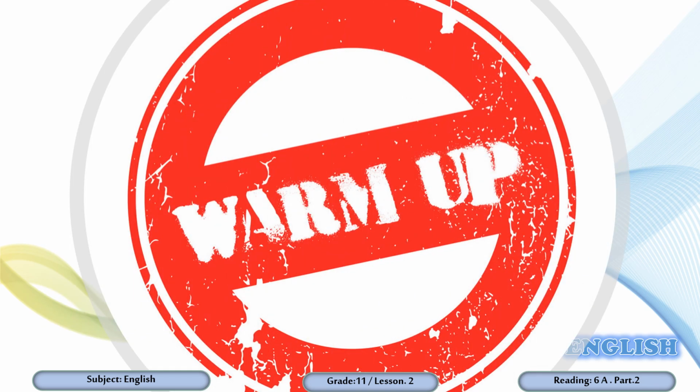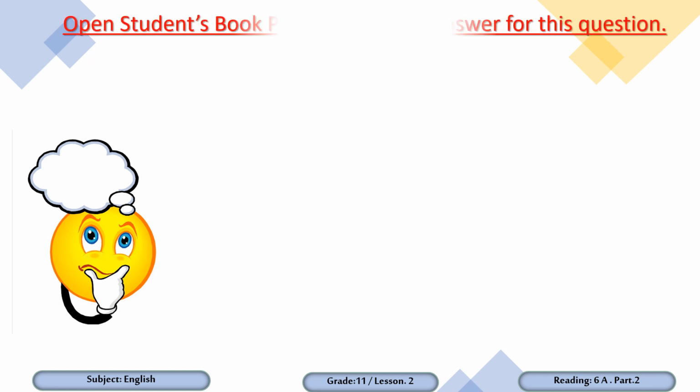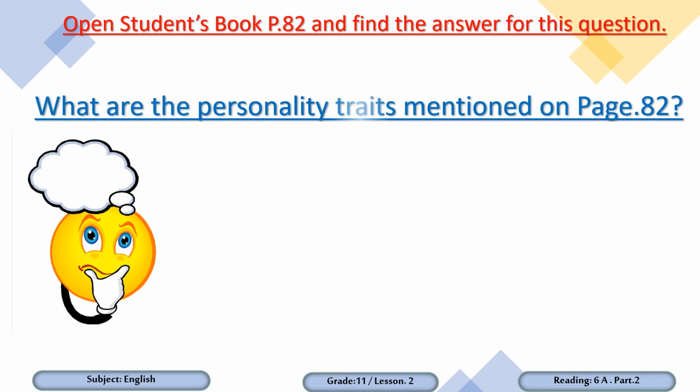Now it's time to warm up. Dear students, please open Student's Book, page 82, and try to find the answer for this question. The question is, what are the personality traits mentioned on page 82? Please pause the video for some time. Try to read page 82 well, then find the answer. After that, play the video again in order to check your answers.